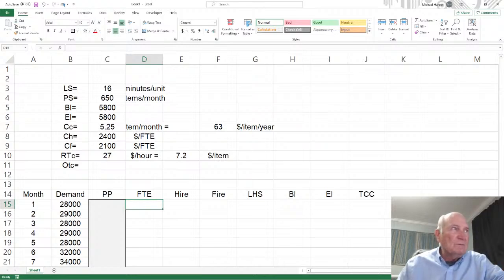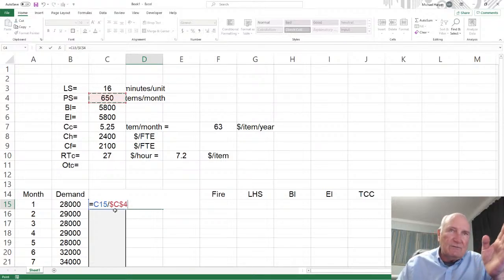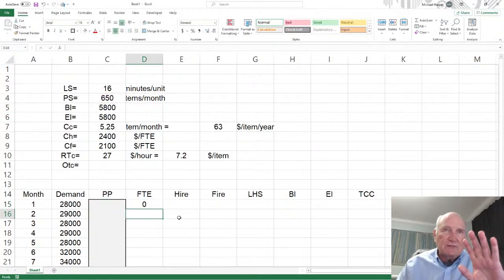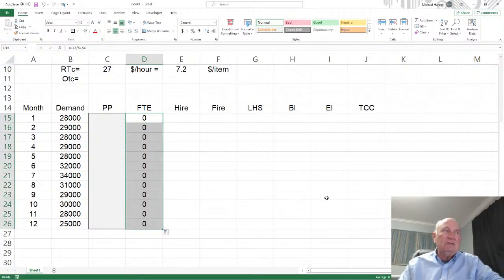So this is going to equal, remember my FTE now is simply going to equal my production divided by my production standard. I'll F4 to fix it, a dollar sign in front of the column C, dollar sign in front of the 4, which is my row, and then that's going to stay the same. So I go ahead and copy this down. So there's my FTEs. Those FTEs will be important later, okay, because we're going to be limited, those FTEs.